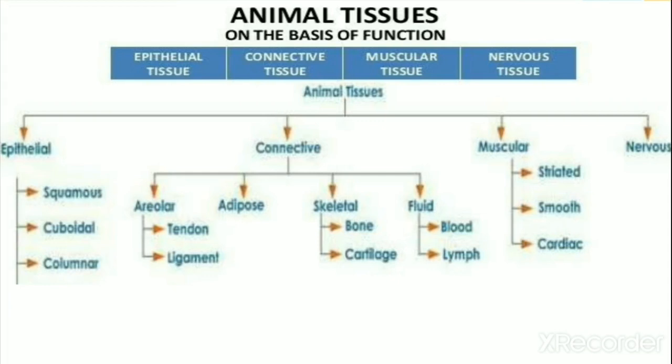Here a concept map of animal tissue is given, in which they are classified on the basis of their functions. We can see that the animal tissues are broadly divided into four major types: epithelial, connective, muscular and nervous. In this session we are going to discuss epithelial tissue, then muscular tissue, then nervous tissue, and the largest type is connective tissue, which is the most abundant type of tissue present in our body. This connective tissue we will complete in the second part of this chapter. So let's start with the first type, that is epithelial tissue.